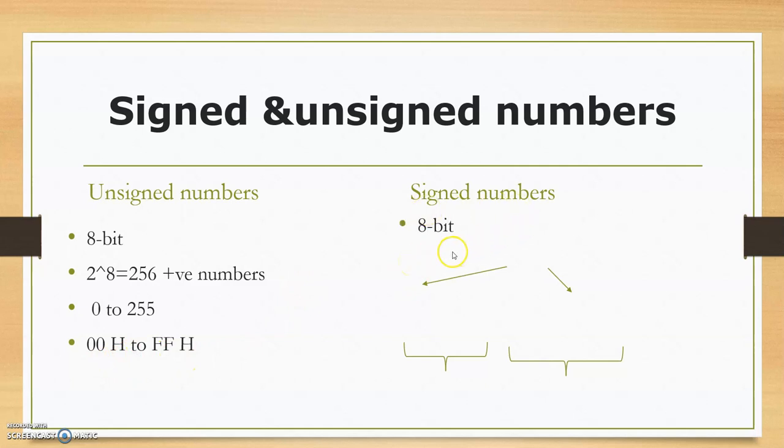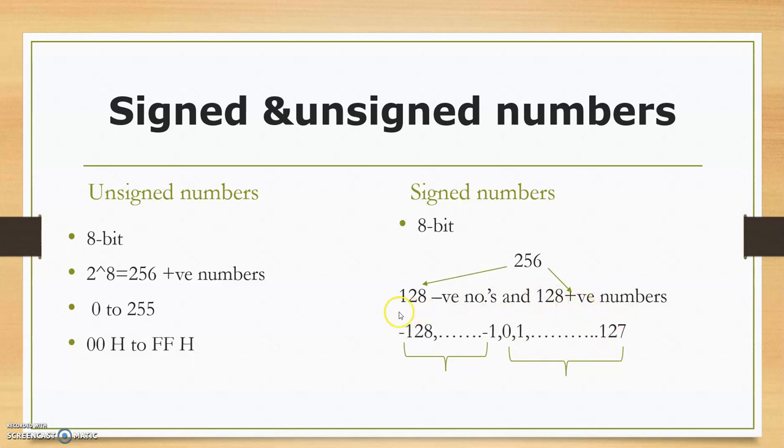And in case of 8-bit signed number representation, we have 256 numbers, that is 2 raised to 8. Of the 256, 128 numbers are negative numbers and 128 numbers are positive numbers. The negative numbers start from -1 to -128, that is 128 negative numbers. And the positive numbers will start from 0 to +127. So in total 128 positive numbers and 128 negative numbers. In hex, the maximum value is 7F and the minimum value is -80.